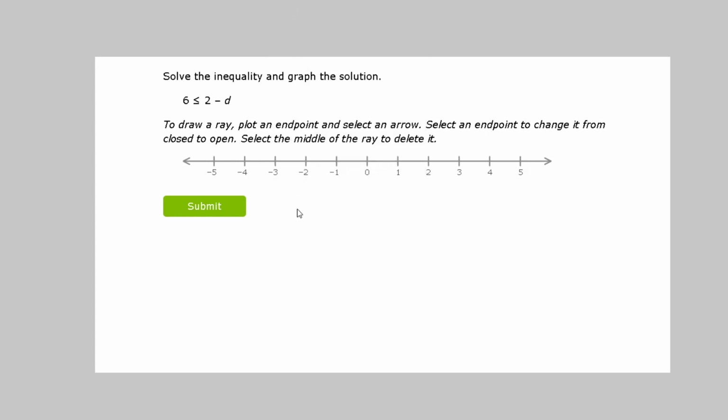So we have 6 is less than or equal to 2 minus d, just like the last problem. Very similar. So again, we want to get rid of this 2 over here, because we want d all by itself. So these cancel out. It's 2 minus 2 is 0. We do the same thing to the other side, just like normal, with normal equations.